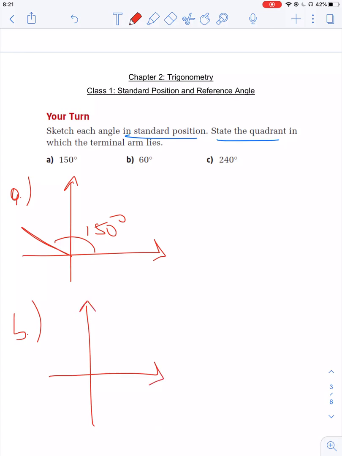Part B, question B, draw your XY plane. Okay, again, you could put the X and Y, you don't have to. 60 is less than 90, but it's more than halfway, so maybe something like this. Okay, so this is your 60-degree angle.